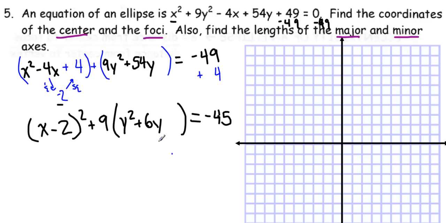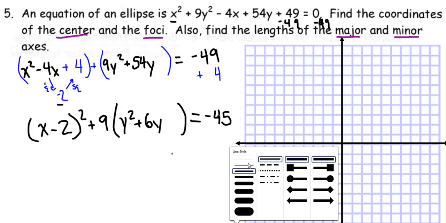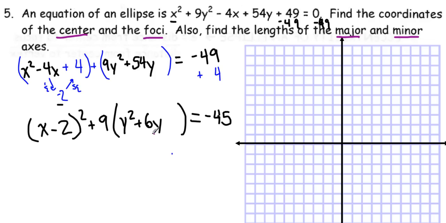Okay, so now we want to complete the square here. All right, so let's do half of 6 is 3. Square that. We're going to add 9. Okay, but now be careful. We didn't just add 9. We added 9 times 9. So on this side, we're going to need to add 9 times 9, which is 81, to the right side.